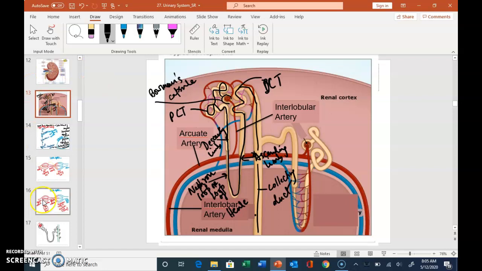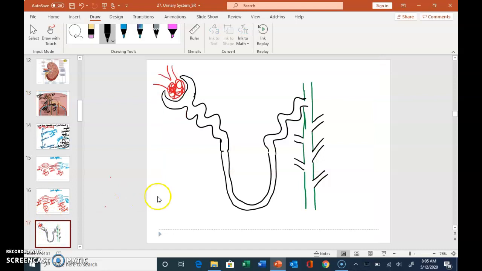So I have a hand-drawn picture, and we will talk about this one. So remember, this is a nephron. I have drawn out a nephron, and our kidneys have about 1.25 million nephrons. We will start with labeling the parts of the nephron first. All the black part is a nephron, not the green, not the red. So this is called the Bowman's capsule, also known as the glomerular capsule.